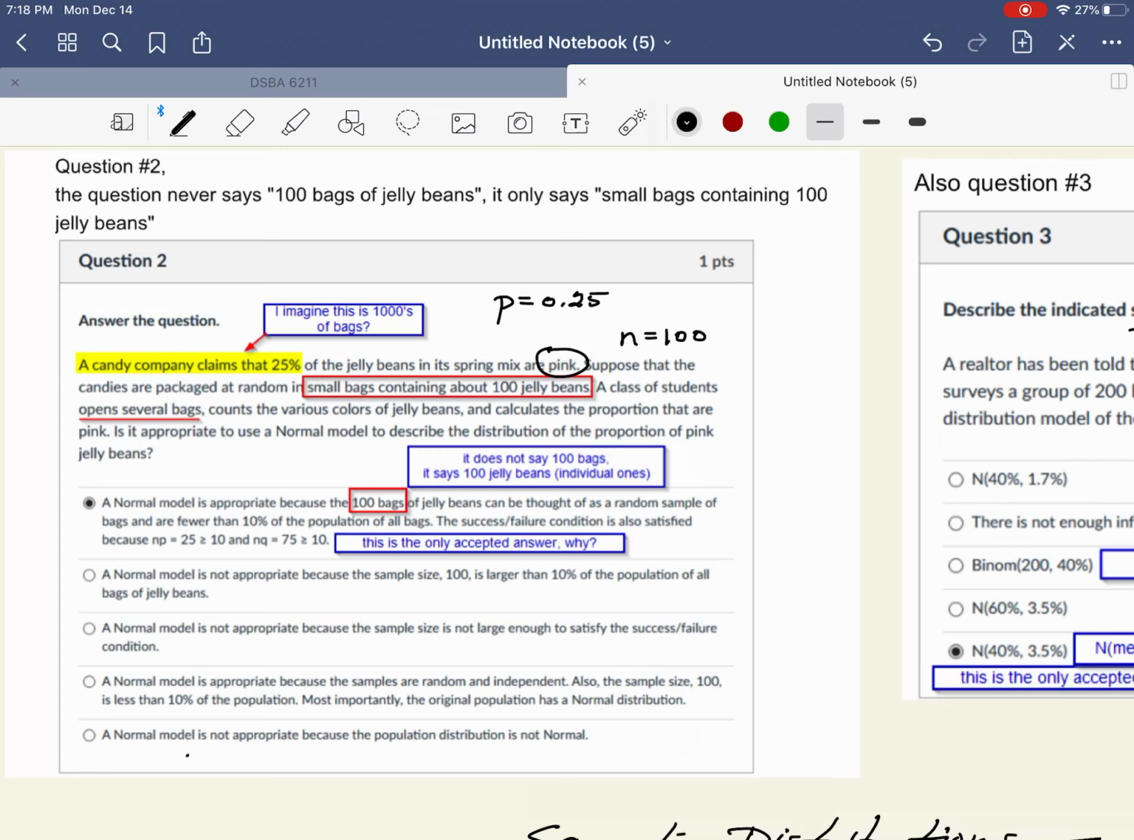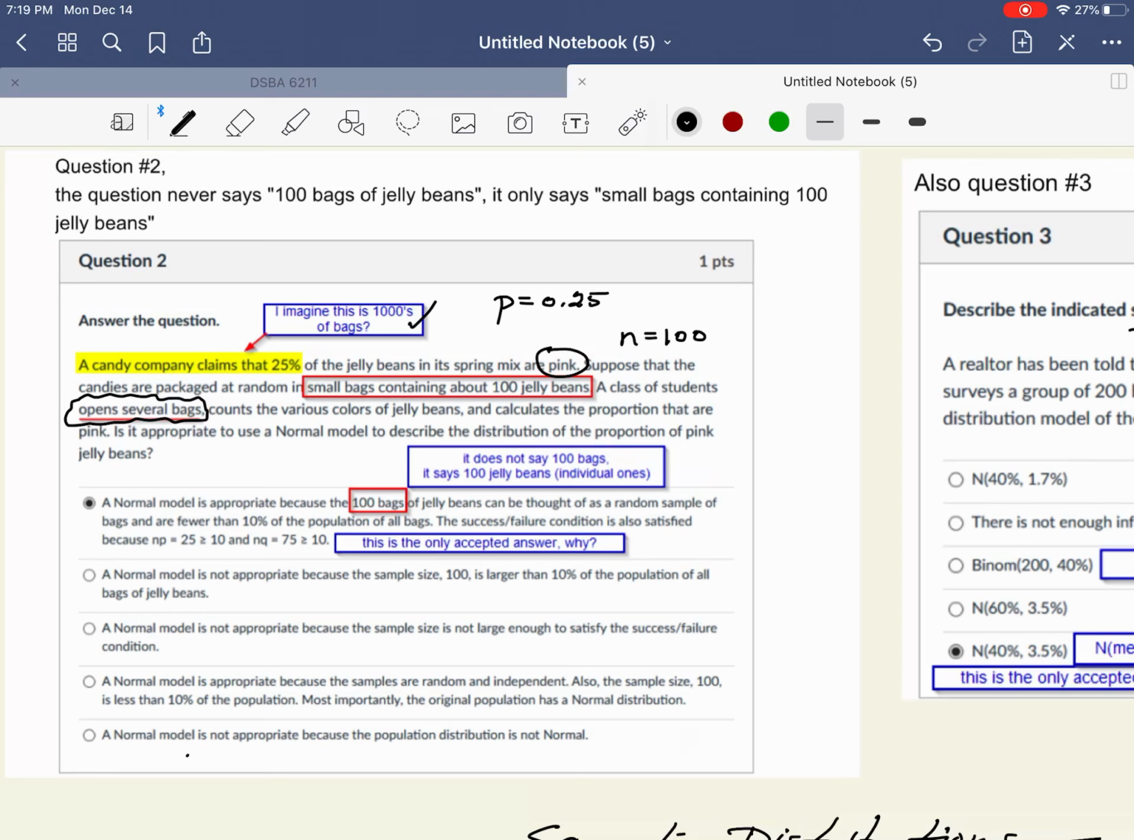Okay. So a class of students opens several bags. Again, I'm still with you because I'm a very visual person. So I'm like you, where I'm like, okay, well, maybe there's thousands of bags or 10,000 or millions, or who cares? I don't know how big this company is. Lots of bags out there in the world, and 25% of the jelly beans are going to be pink in those bags.